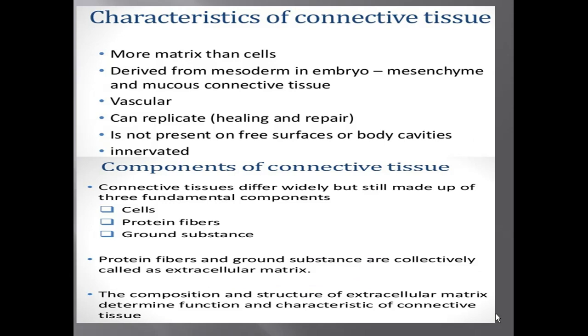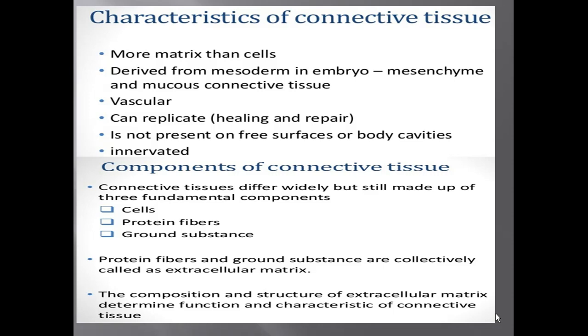Now we go thoroughly to the characteristics of connective tissue. It is very important to know what gives connective tissue its special criteria. It has more matrix than cells. It is derived from mesoderm in the embryo, and from mesenchyme and the mucous connective tissue. It's vascular and can also replicate, because it has the ability for wound healing and repair, and it is not present on a free surface or body cavity.